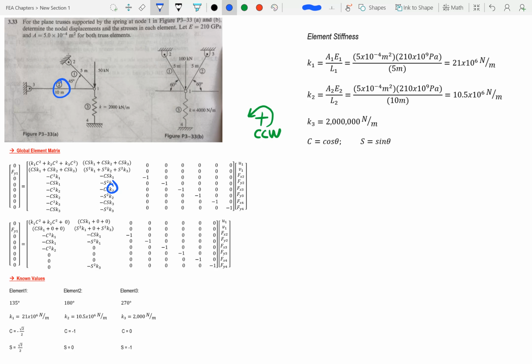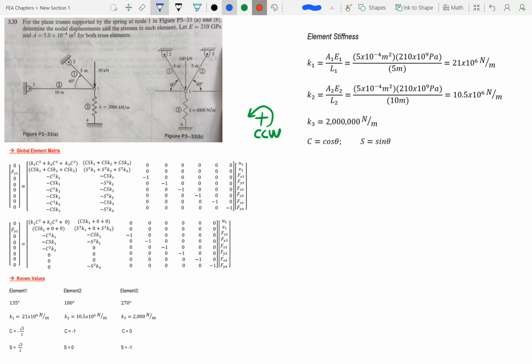K2 is represented here, and we know what that value is. We've worked that out. And of course K3 is right here, so we have K3 as well. And the other thing we need to know here is C equals cosine theta and S equals sine theta. If you notice, I did a little table down here.